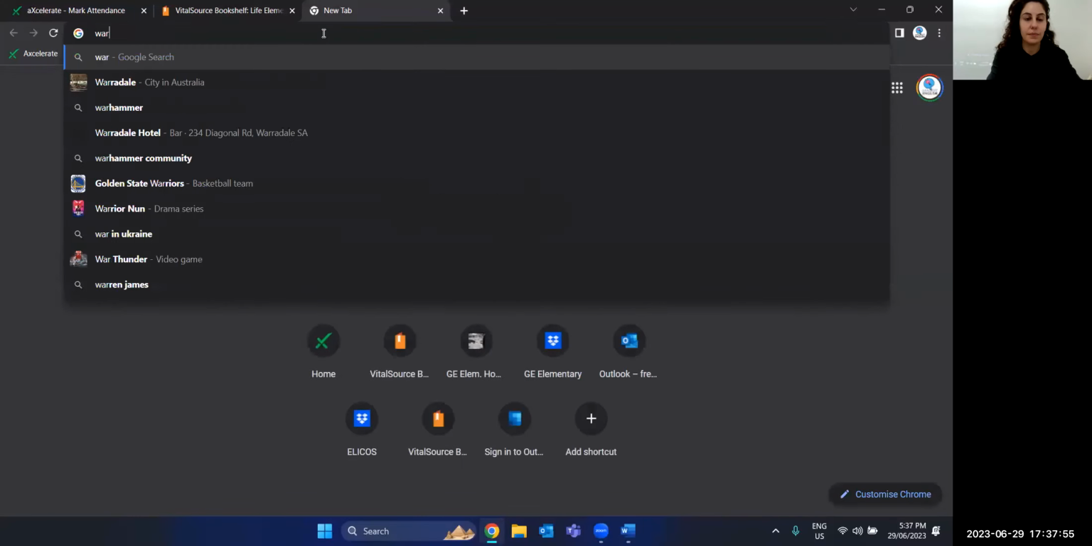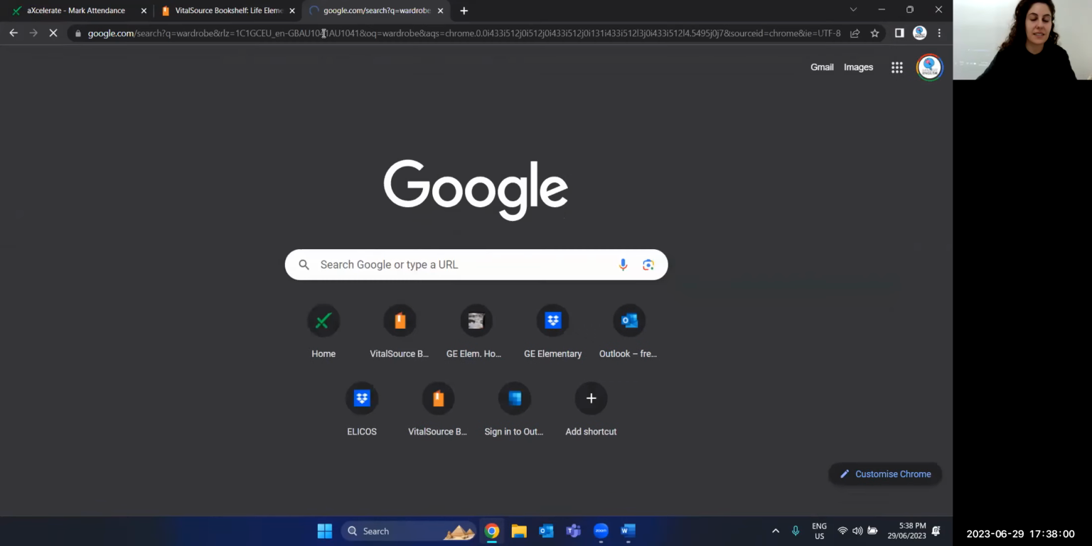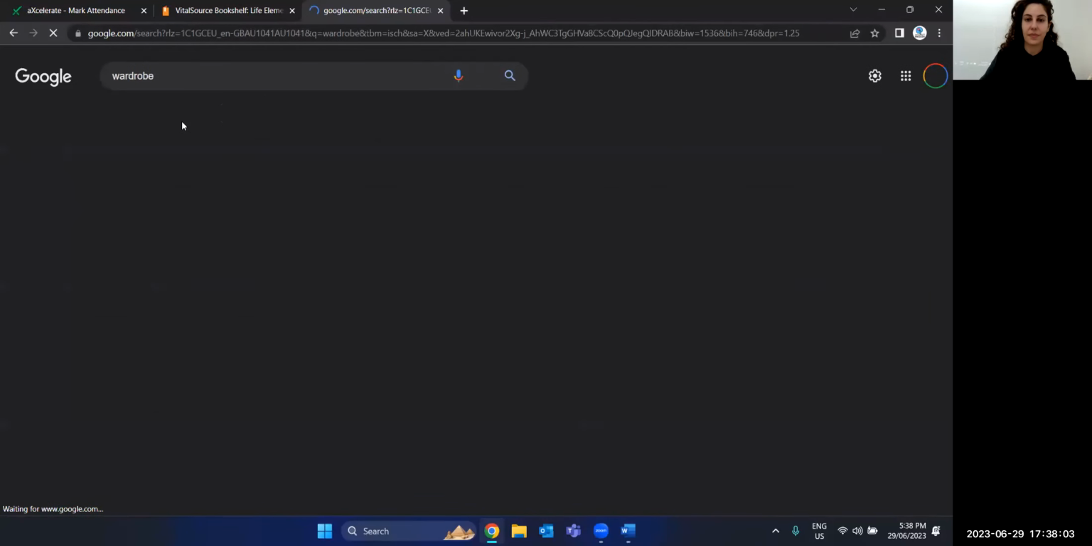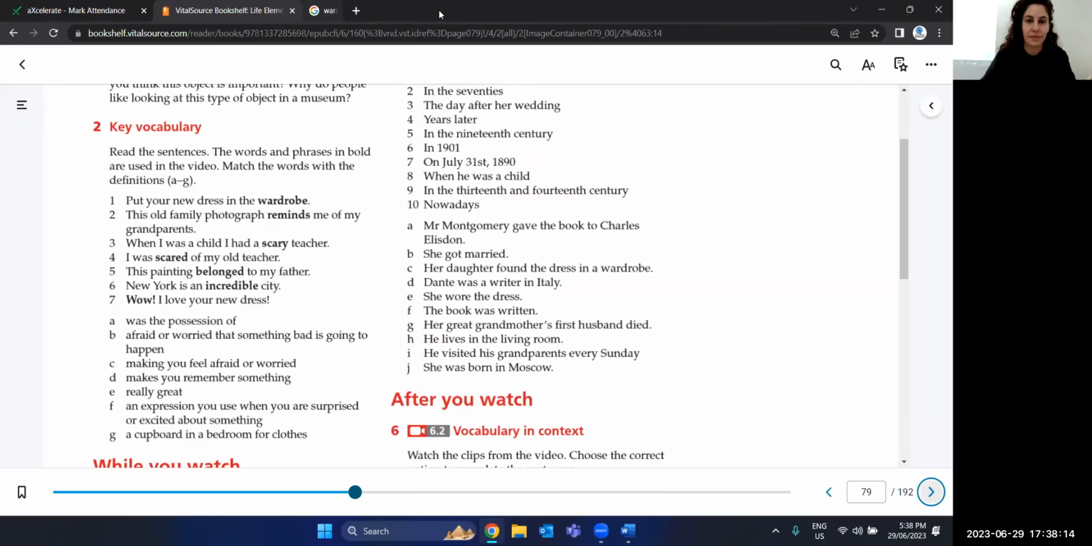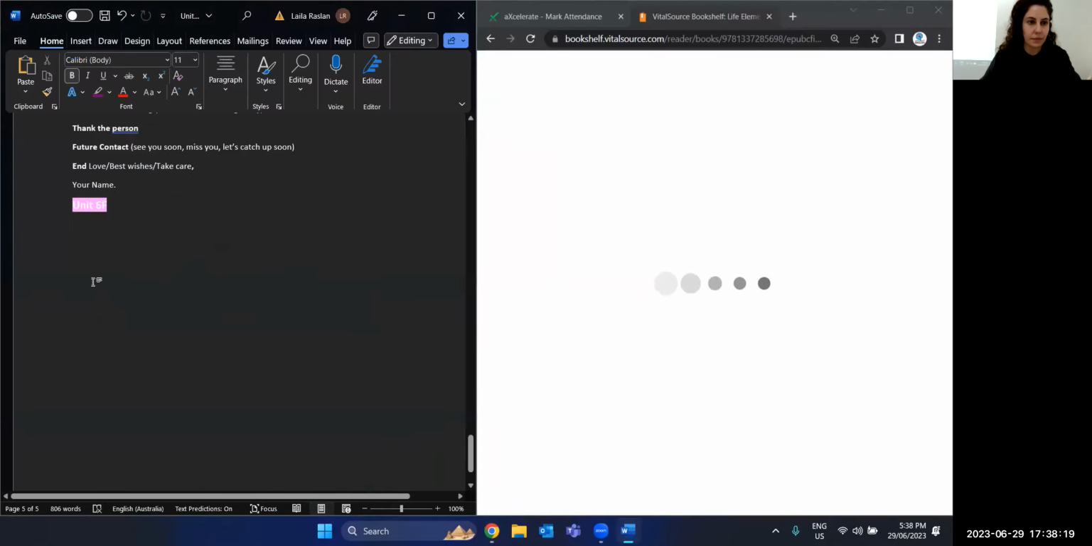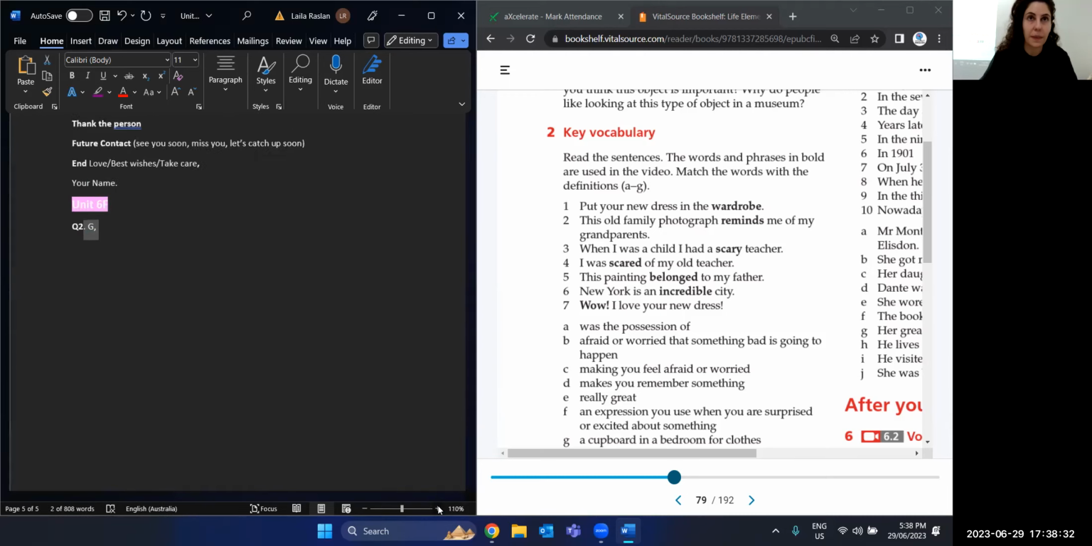Yeah, wardrobe. That's a wardrobe. So wardrobe, a cupboard, you put clothes in your bedroom. Okay, so we have one. The first one is G.